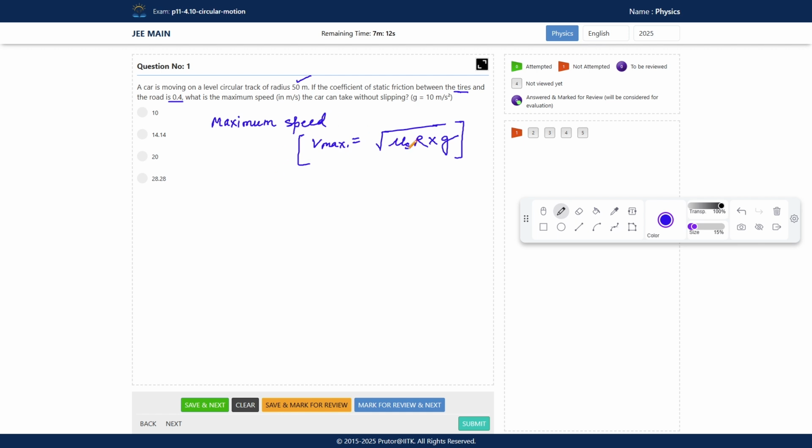Just substitute the values. Mu s, that is under root, the value of mu s is 0.4 into R, that is 50 meter here, into g, that is 10. So it will be what? It is 500 into 0.4.